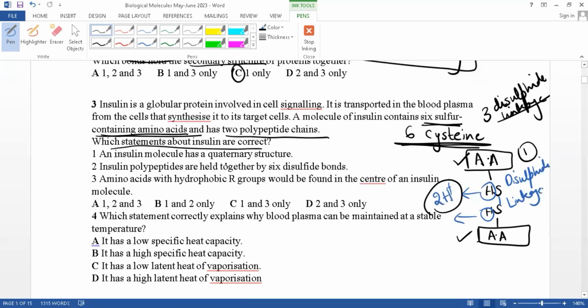So let's see which one is correct. An insulin molecule has a quaternary structure. It has a tertiary structure because it has a quaternary structure. That's correct, because it has 2 polypeptide chains. That is correct.